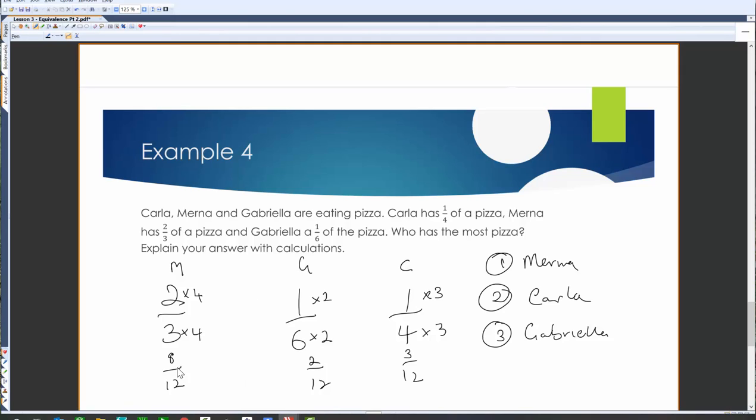So equivalent fractions allows us, or building equivalent fractions allows us to quickly compare and really justify which is the largest and which is the smallest.